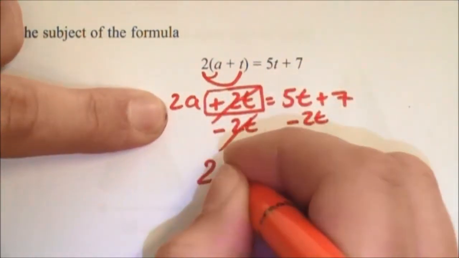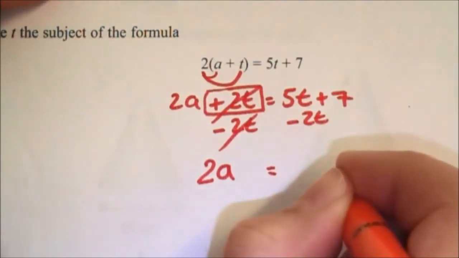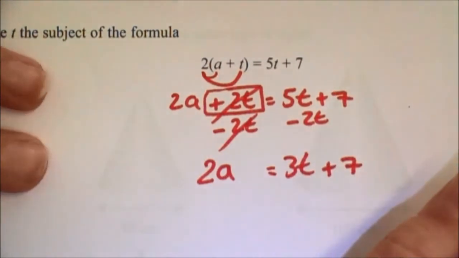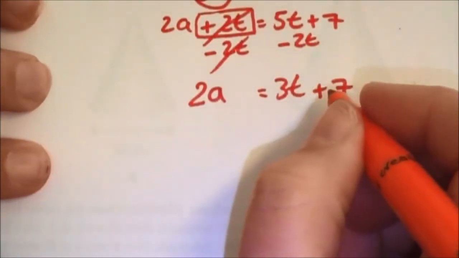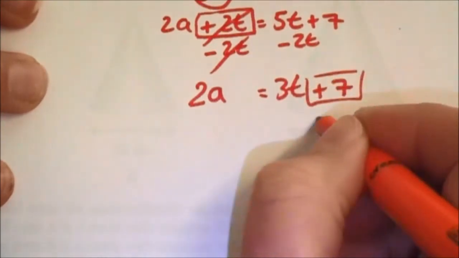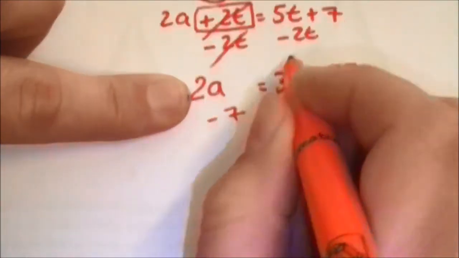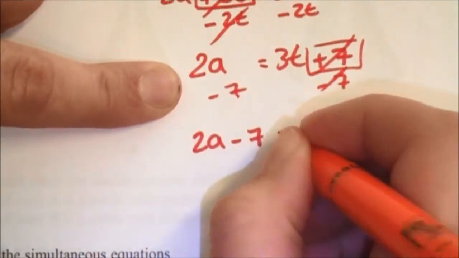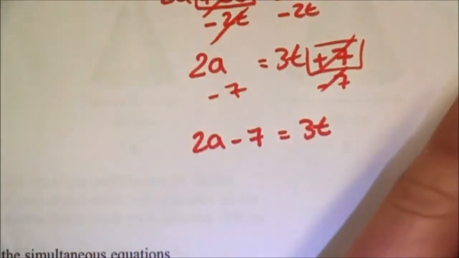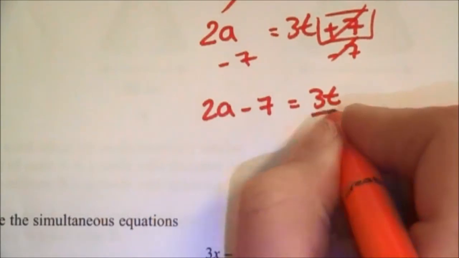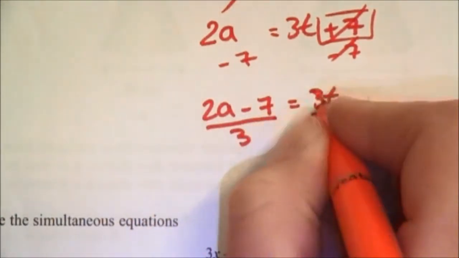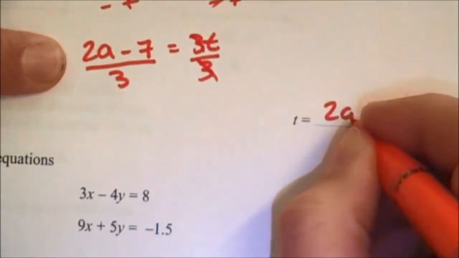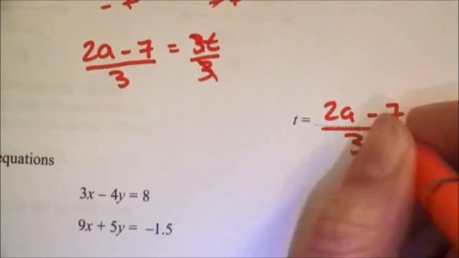That leaves me with 2A over here, equal sign underneath the equal sign. 5T take away 2T is 3T, and there's a positive 7 there. Now I want to get that 7 away from the T, so I'm going to take that 7 away on both sides. So over here I had a 2A, now I've got 2A minus 7 equals just a 3T there. I want the T on its own, so I need to divide both sides by 3. So T is equal to 2A minus 7 over 3.